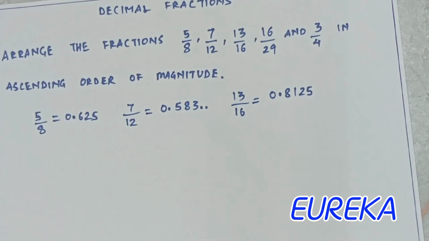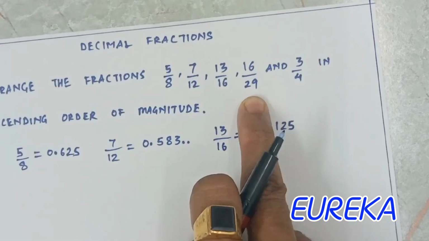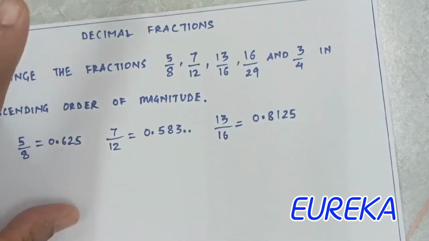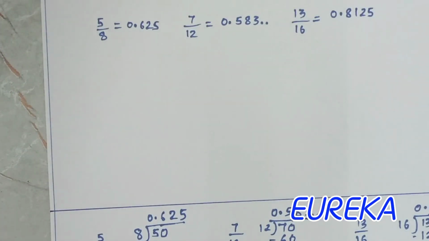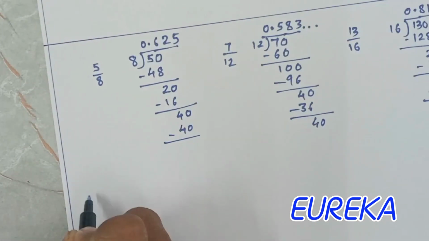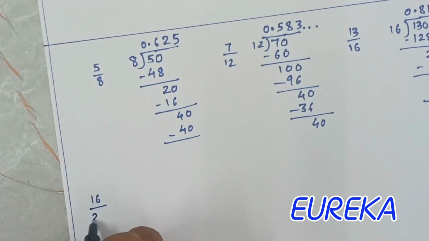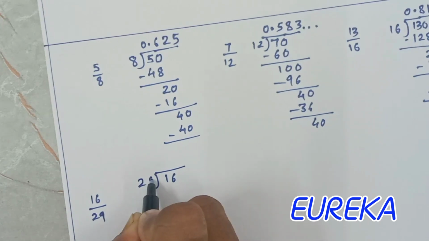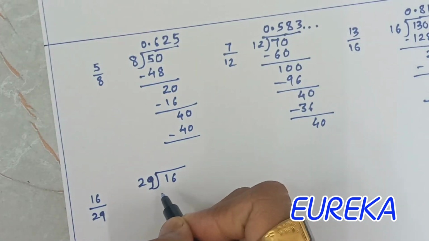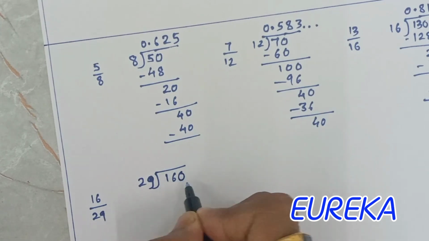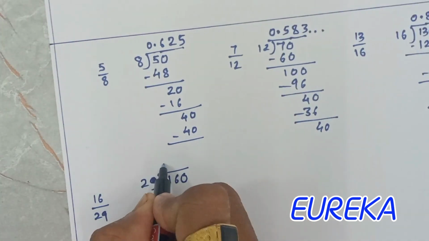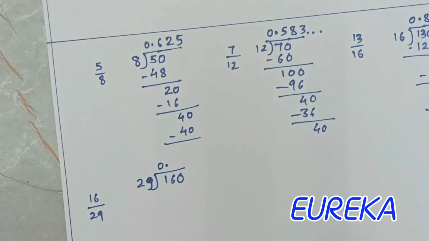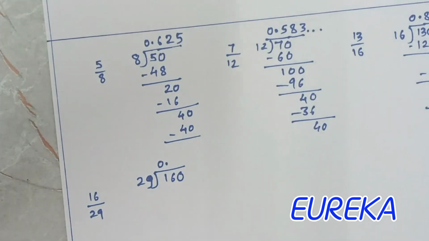Okay, then we have the next number, 16 by 29. So let's check. Let's divide 16 by 29. Again it will not divide. Now 29 table we must know. Now 29 table, a bit tricky.